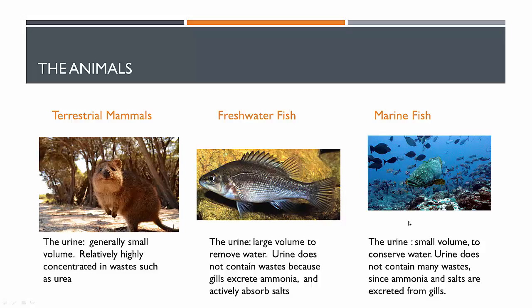All right. So what happens is the animal drinks a lot of the water, keeps getting that water flushing through the system, but it produces a small volume of urine. That's in order to conserve water, and it doesn't contain many wastes, because ammonia and salts are excreted from the gills. So generally small volume, not many nitrogenous wastes or salts. If you live in a salty environment, you're generally going to have an organ that helps you actively secrete salt. So that's a pretty cool feature there for those particular fish.